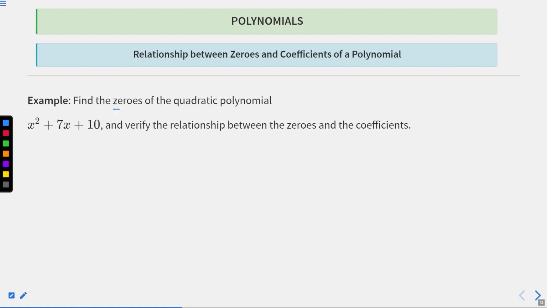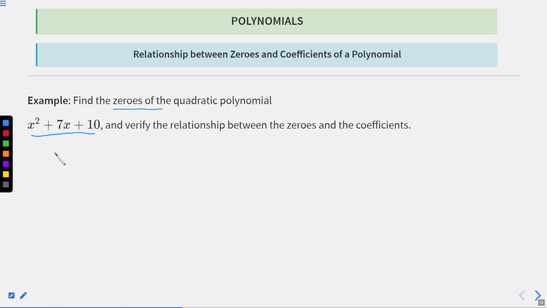Example: find the zeros of the quadratic polynomial x square plus 7x plus 10 and verify the relationship between the zeros and the coefficients. We can find the zeros by using splitting the middle term. We can split the middle term 7x as 5x plus 2x, so that 5x times 2x is equal to 10x square.